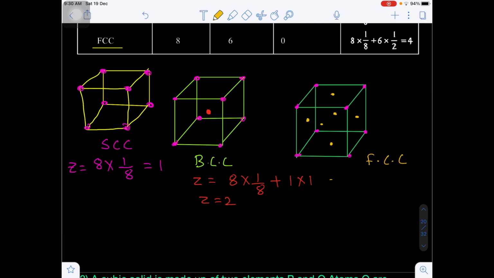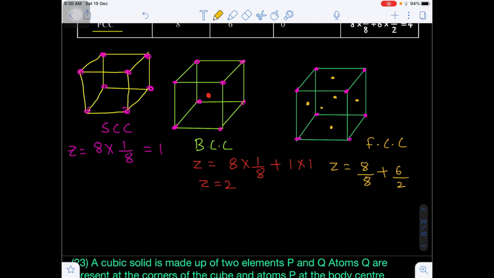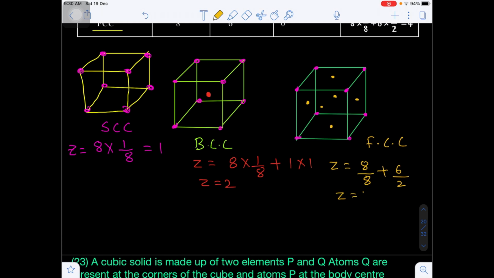If you see the number of lattice points per unit cell, there are 8 corners with contribution 1 by 8, plus there are 6 faces. Each face is shared by 2 unit cells, so per unit cell its contribution will be 50%, that is 1 by 2. So overall the Z value here will be 4. Are you getting my point? So this calculation is very very important.